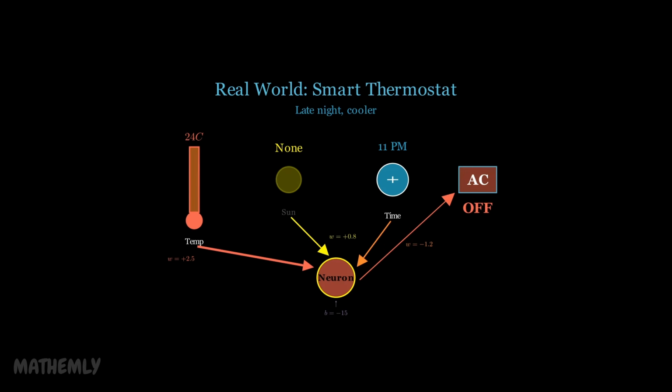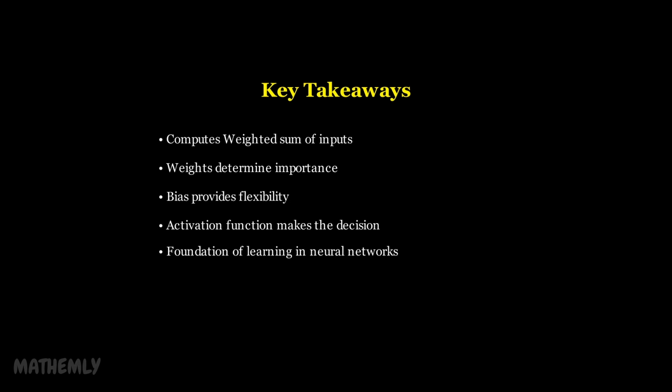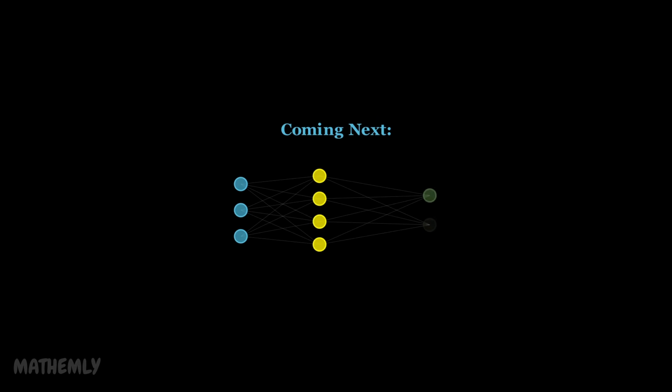cooling on or off. To sum up, a neuron makes its decision by computing a weighted sum of inputs, adding a bias, and then applying an activation function. Weights determine the importance of each input, the bias provides flexibility, and together they form the foundation of learning in every neural network. In the next video, we will see how many of these neurons work together during forward propagation, the process of sending data through the entire network to make its very first prediction.